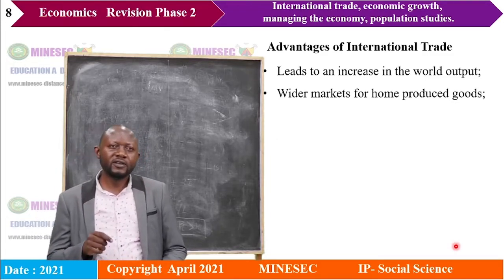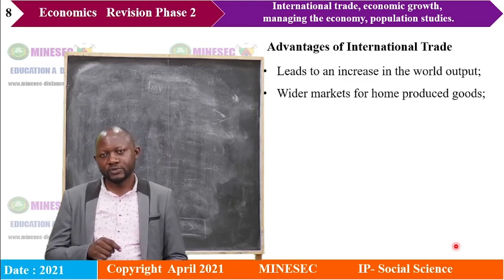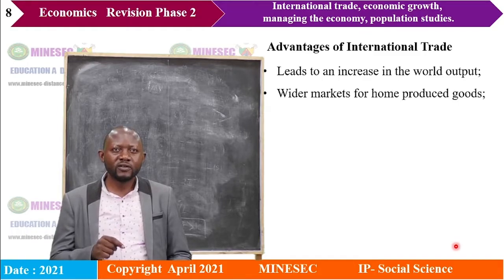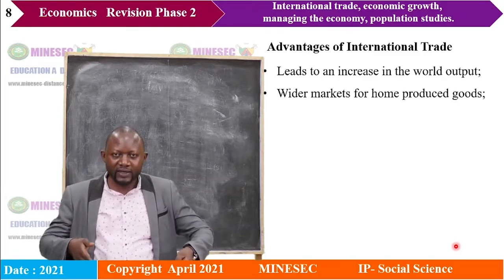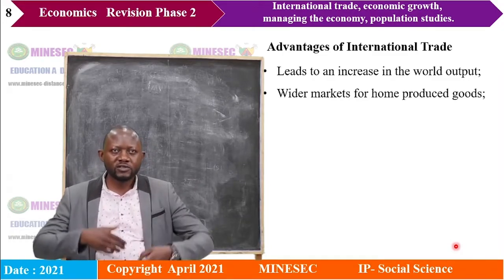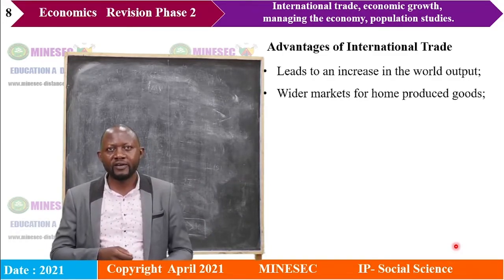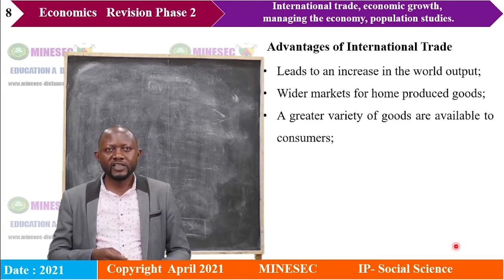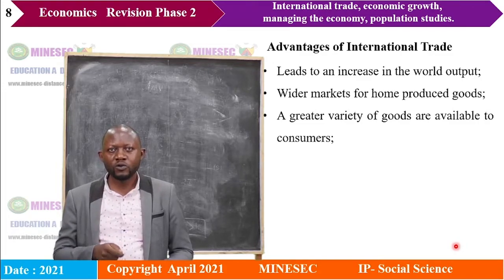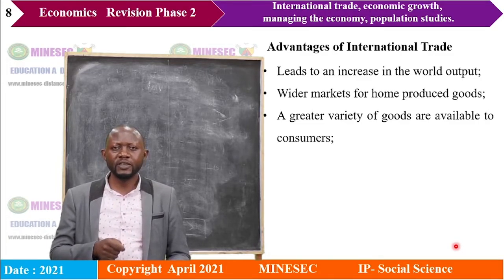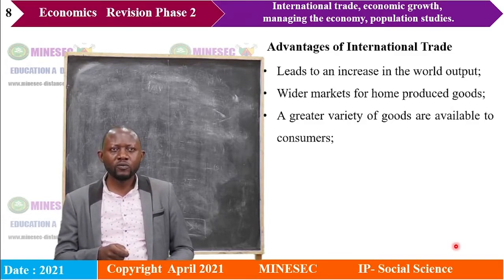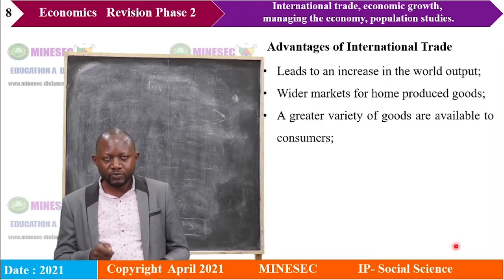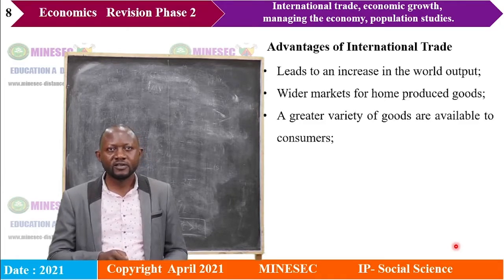Another advantage is that it leads to wider markets for home produced goods. Domestic firms will be able to sell their goods not only in the domestic, the local market, they'll be able to sell to markets in other areas thanks to international trade. It leads to a greater variety of goods available to consumers. That means consumers at home will be able to consume even goods that their local industries are unable to produce. That will lead to an increase in standards of living at home.